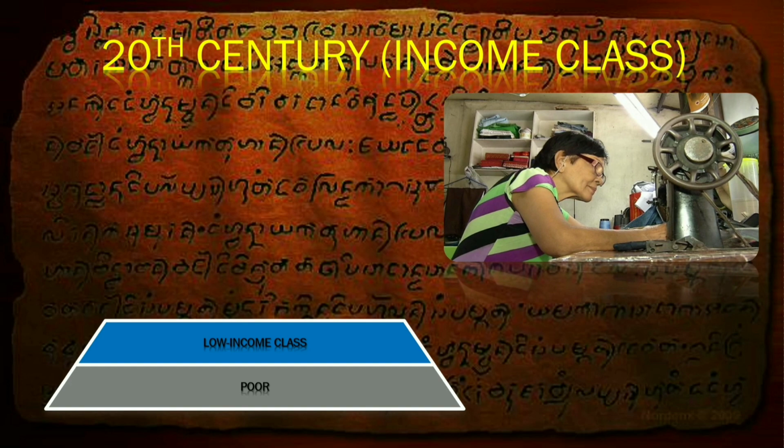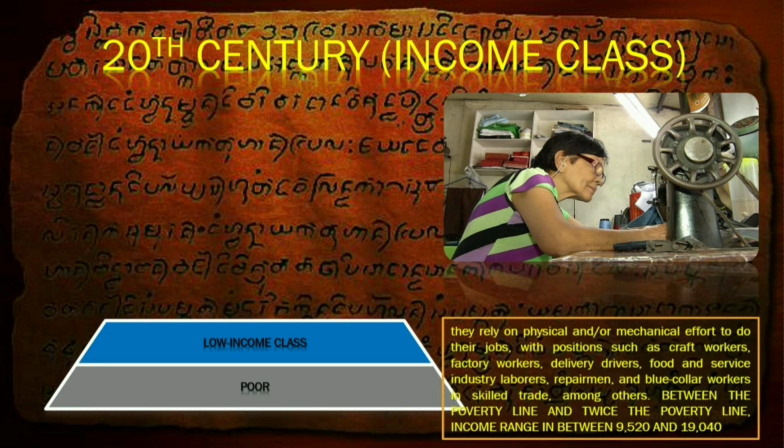They rely on physical and or mechanical effort to do their jobs, with positions such as craft workers, factory workers, delivery drivers, food and service industry laborers, repairmen, and blue-collar workers in skilled trade, among others. Between the poverty line and twice the poverty line, income range in between 9,520 and 19,040.